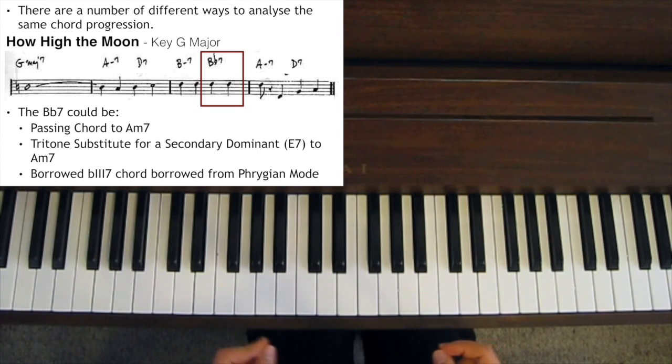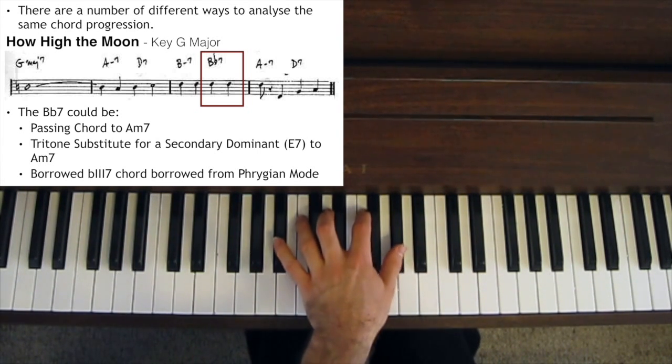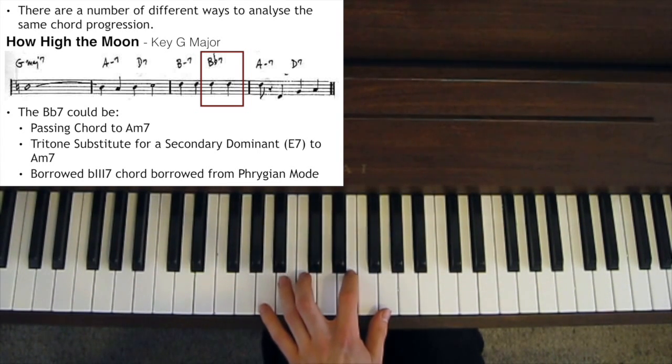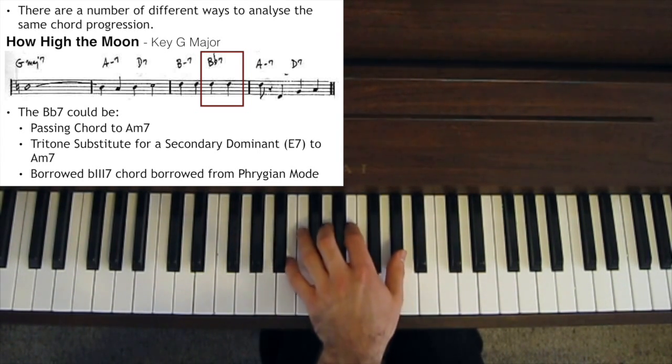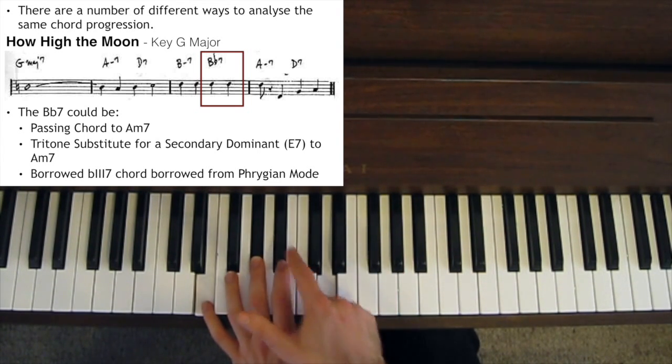Now all of those chords are derived from the key of G major except for B flat 7. So what is B flat 7? Now you could say that it's a passing chord on your way to A minor 7. You could also say that it's a tritone substitute of the secondary dominant chord. So the secondary dominant from the point of view of A minor 7 would be the E7, and a tritone substitute of E7 would be B flat 7.